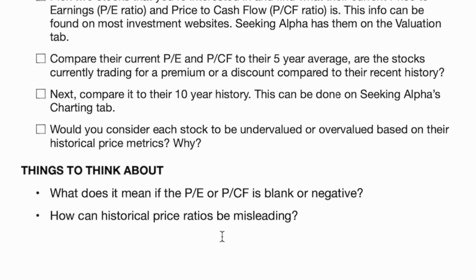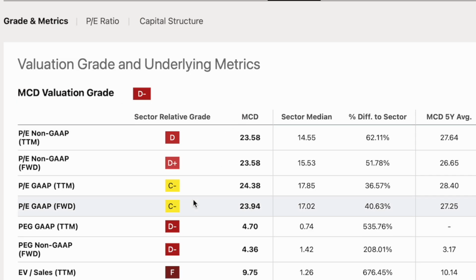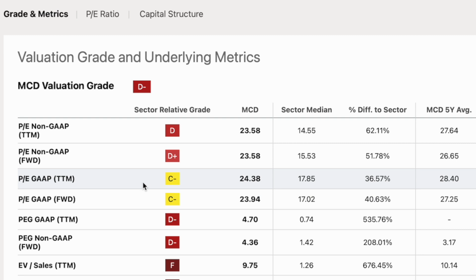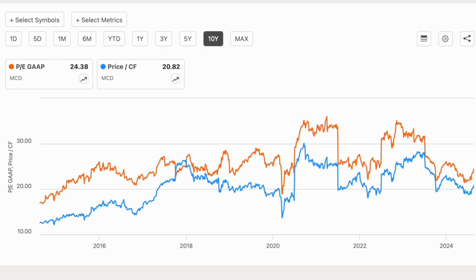How can historical price ratios be misleading? And I'm going to show you two different ways that this happens. And the first one, I'm going to use McDonald's as an example. So if I look at McDonald's and I say their price to earnings is 24.38 right now, and their 5-year average is 28.4. So again, on the surface, it looks like McDonald's is trading at a slight discount to their 5-year average. But then if we look at the 10-year for McDonald's, what we see is that it actually looks like it's trading at about fair value compared to the general average of what it's been over the past decade.